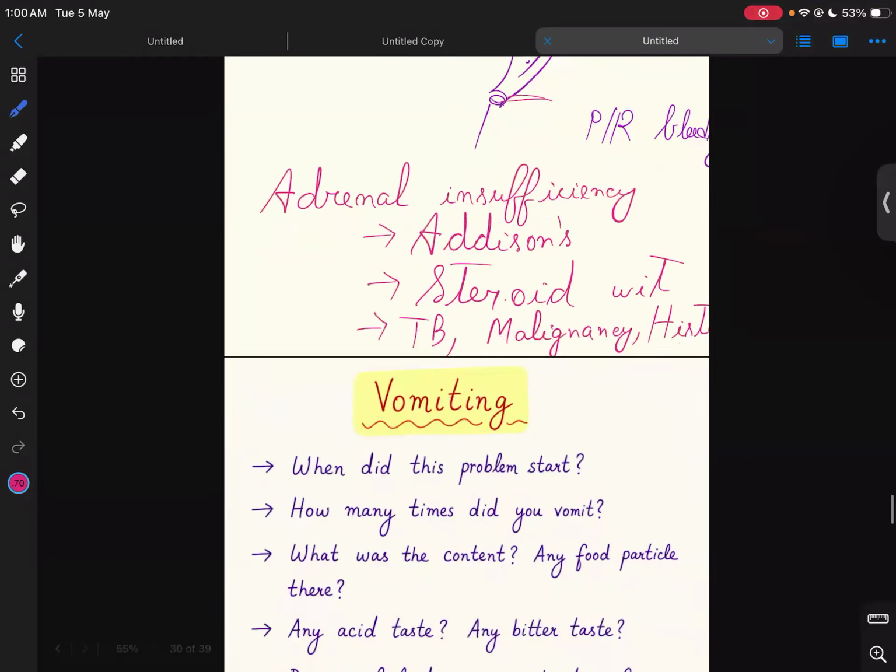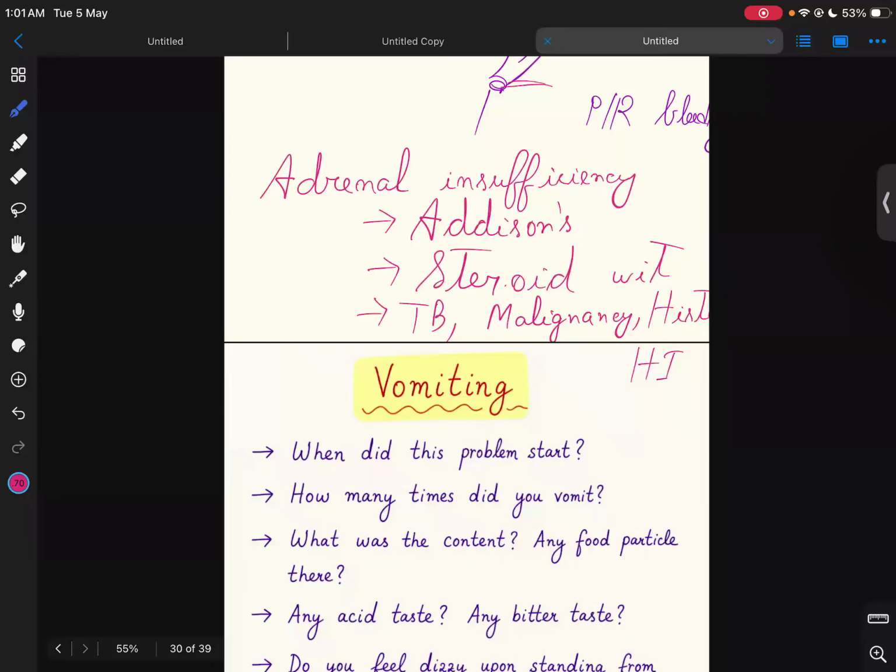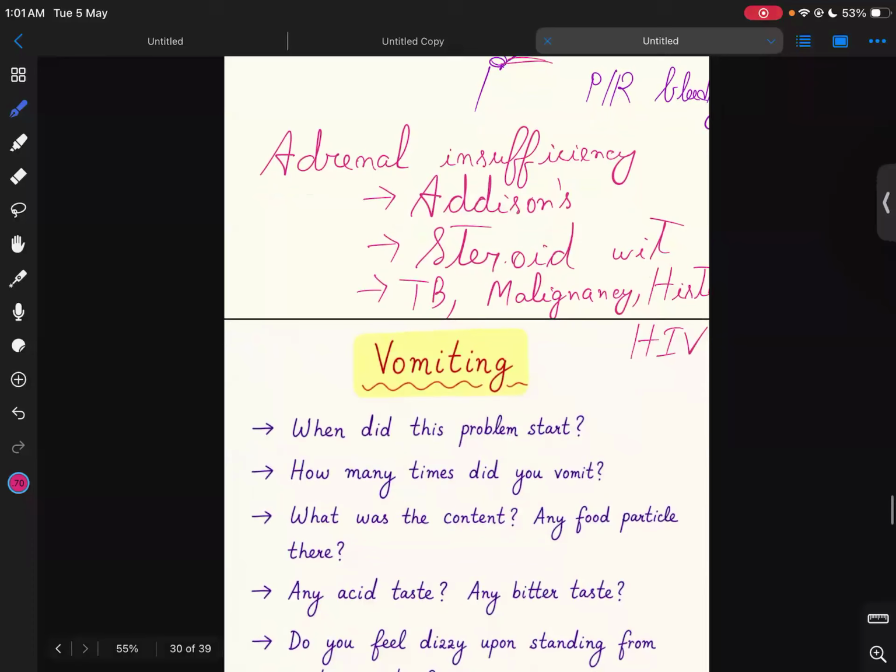Yes, Dr. HIV, thank you for mentioning this. HIV is another cause, along with TB. Thank you for mentioning this. I have just forgotten it. Yeah, these are the causes of adrenal insufficiency.